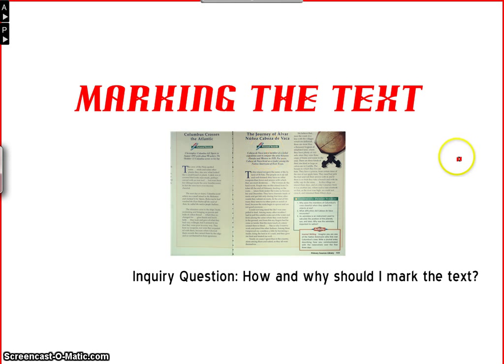Tonight's notes are on marking the text. It's a reading strategy produced by Avid. Our inquiry question of the night is, how and why should I mark the text?